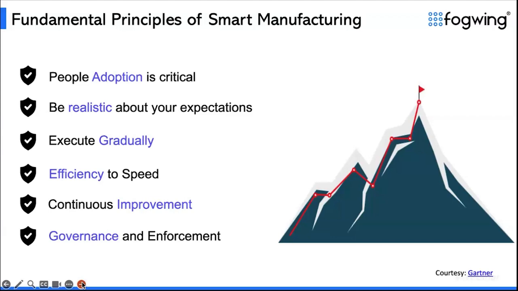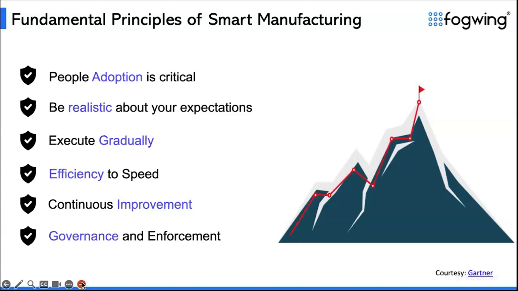So number one, the most critical thing is people adoption: to understand what level of people capabilities exist on the shop floor, and how we make them understand how to use this technology and how it will help improve their day-to-day life. So that education is very, very critical. Adoption is very important. How we drive the usage of small technology or digital tools at the shop floor level is critical for the success of the smart manufacturing initiative.